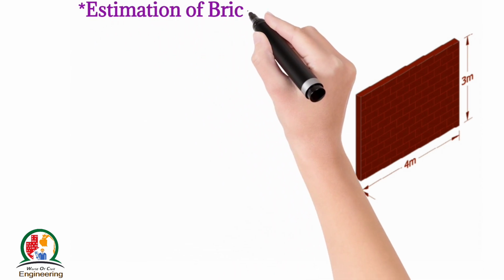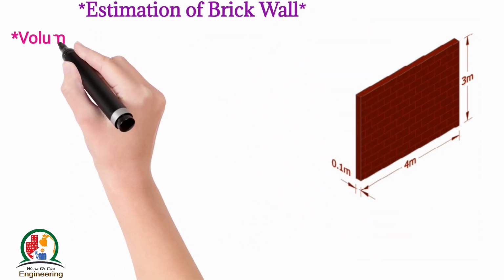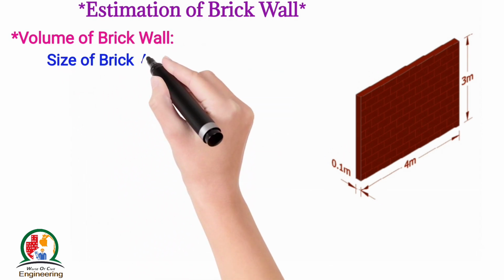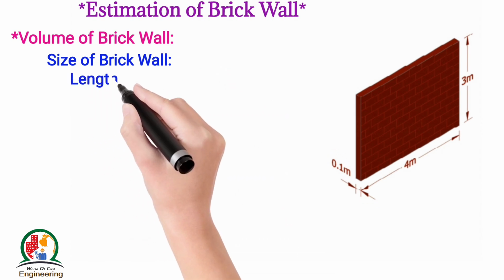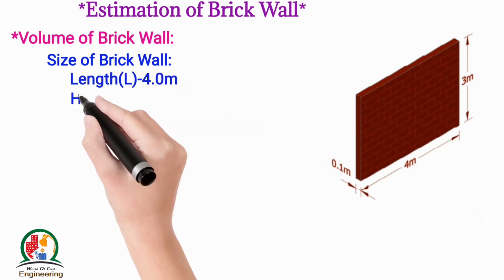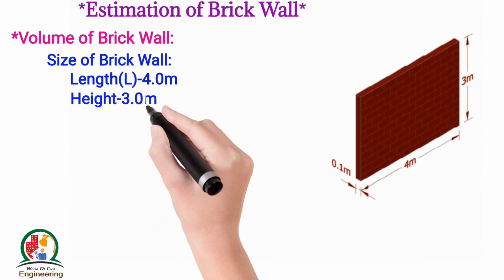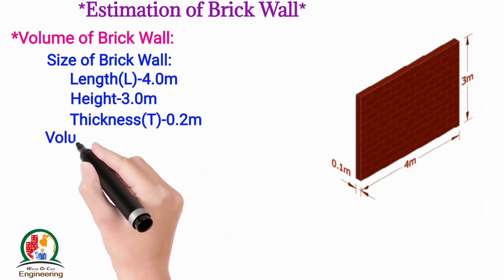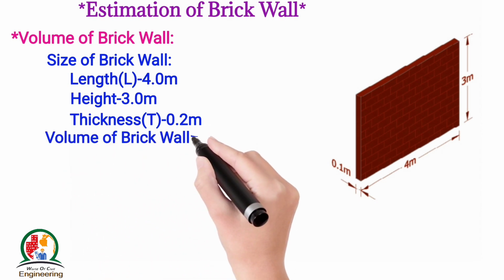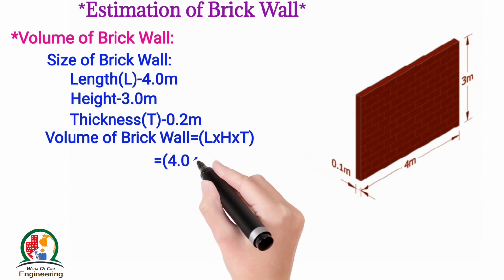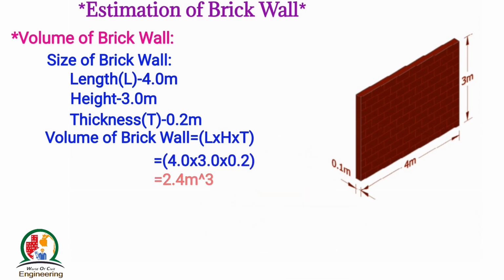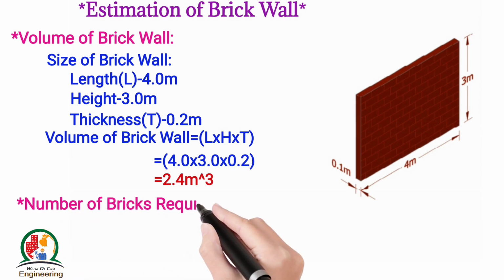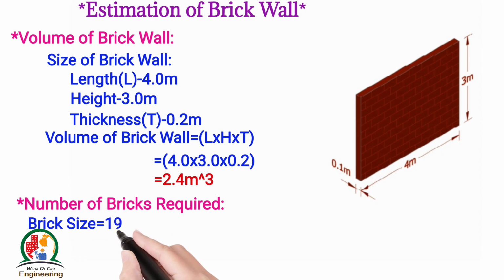Today I am going to discuss how to estimate a brick wall. Firstly, we have to calculate the volume of the brick wall. Let the size of the brick wall be length L equal to 4 meter, height 3 meter, thickness equal to 0.2 meter. Volume of brick wall equals length into height into thickness, equal to 4 into 3 into 0.2, equal to 2.4 meter cube.